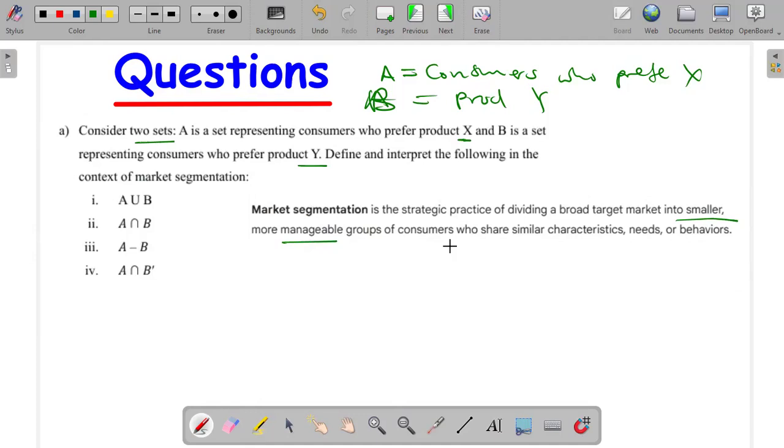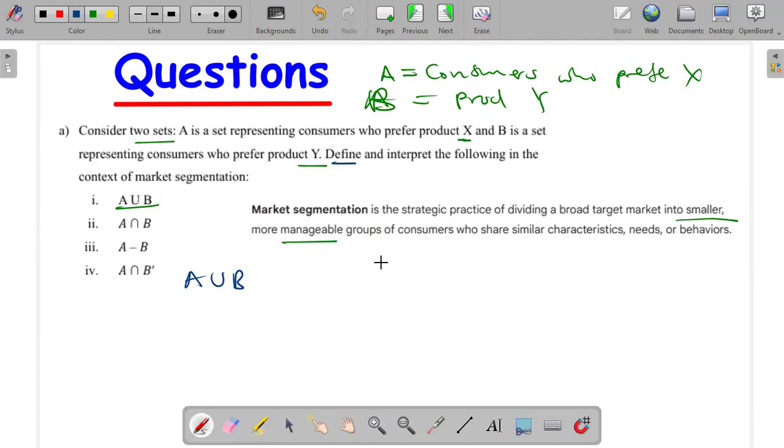The first one we are being asked is A union B. So how do we interpret A union B? The union picks elements either in set A, or in B, or in both the sets. Now, how do we define it? Because it's saying define and interpret the following in the context of market segmentation.